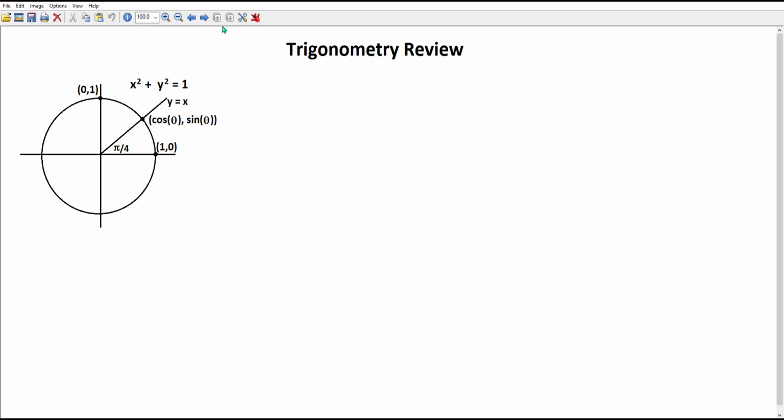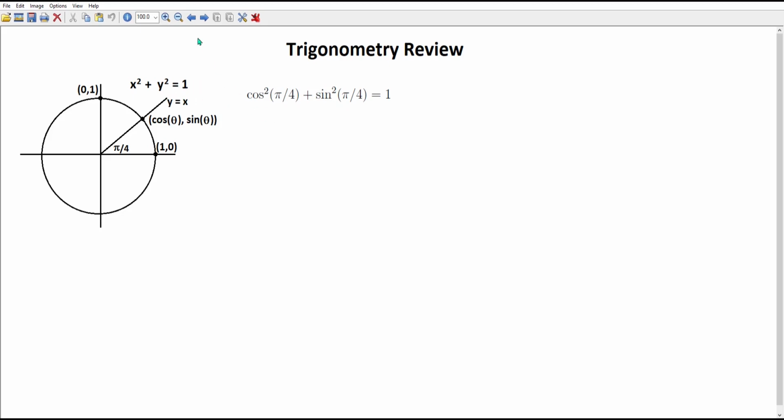Now let's calculate the sine and cosine of some special angles. So we look at pi over 4, which is half of pi over 2, which you remember was 90 degrees. So this is 45 degrees. This is right along the line y equals x. So cosine theta, sine theta sits on x squared plus y squared equals 1. So we have the identity cosine squared pi over 4 plus sine squared pi over 4 is 1.